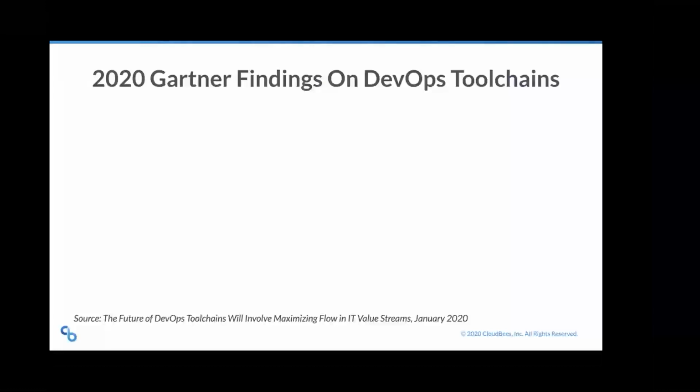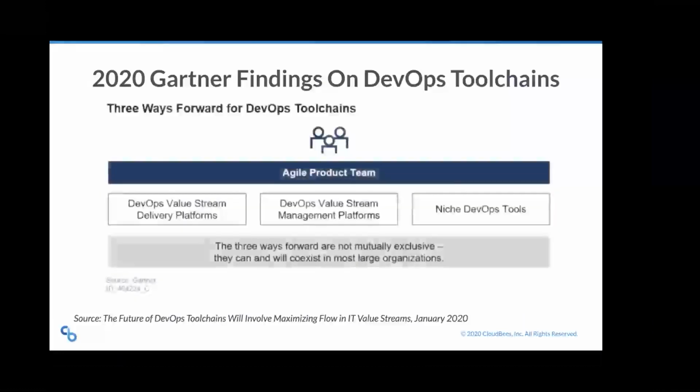We've been in the DevOps game for a while, but just this year, Gartner put out their own report saying essentially the exact same thing. And that there's really 3 routes that any DevOps team can go. And that is, you're going to have value stream delivery platforms. So for us, that's our SDA platform I just described. You're going to have value stream management platforms. If you know anything about CloudBees, that's our overarching management and governance view with our software delivery management tool.